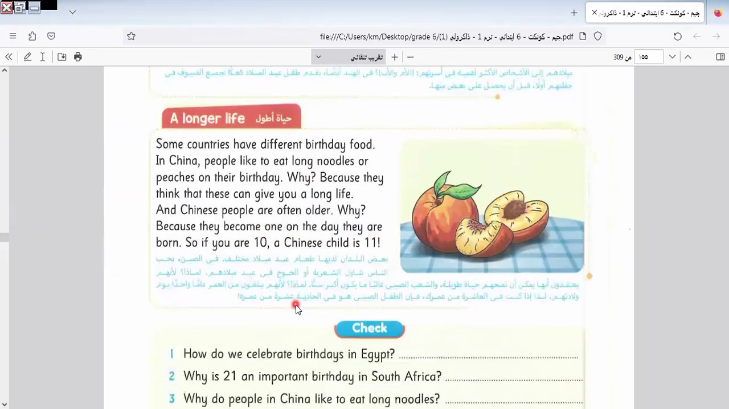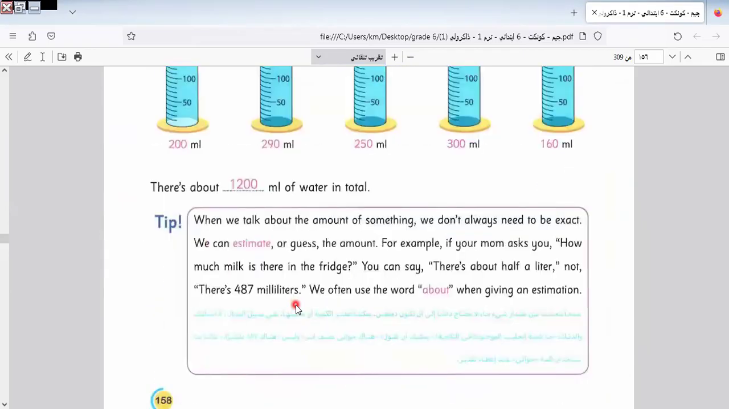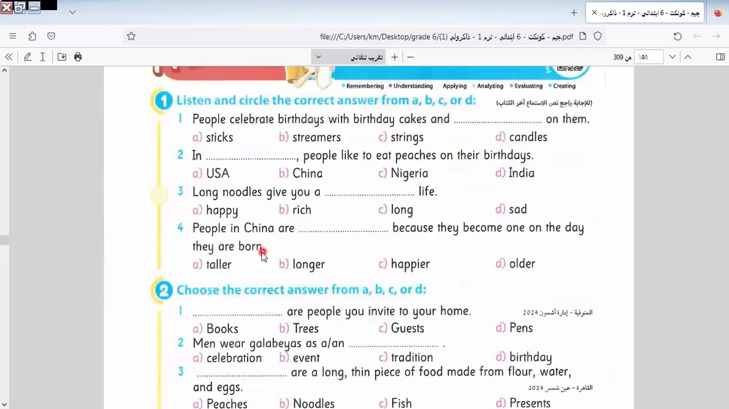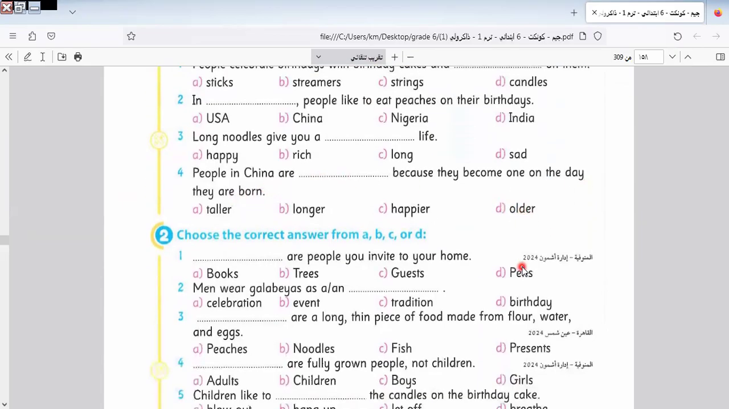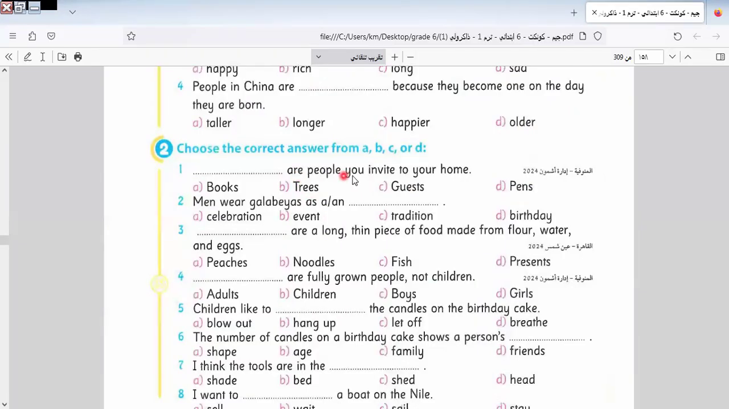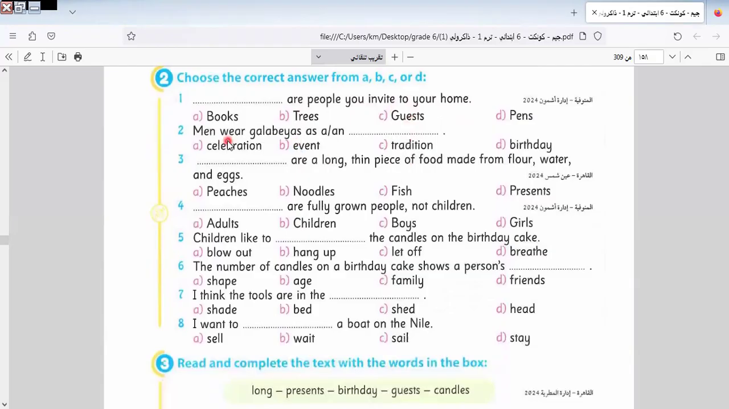They are ordered here. Why? Because they become order, this one. So I select this one. We are people you invite to your home to be guests. This one. Men wear galabiyas as a tradition. Okay, tradition.